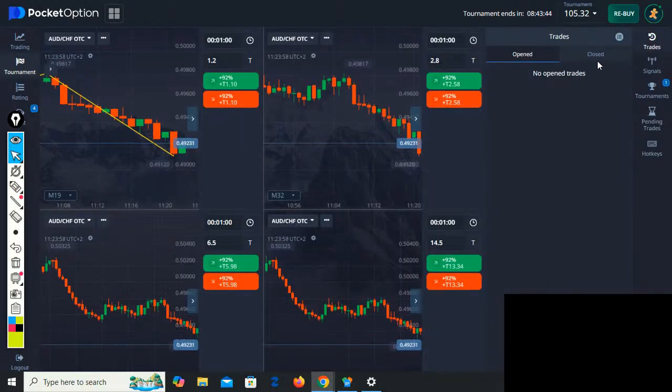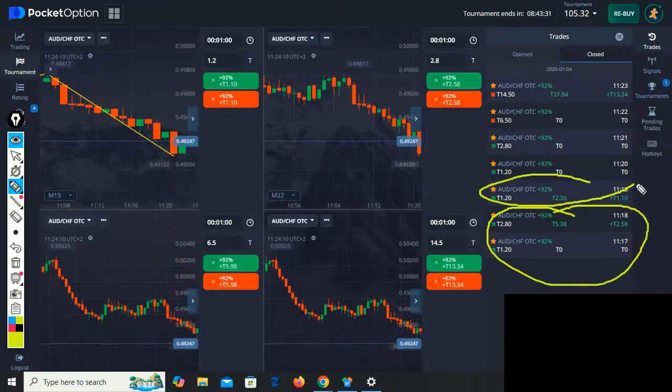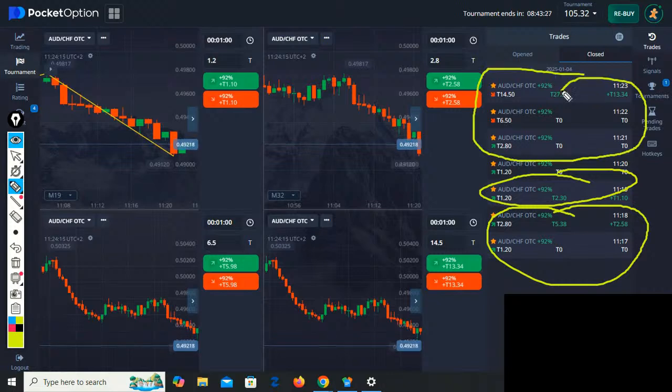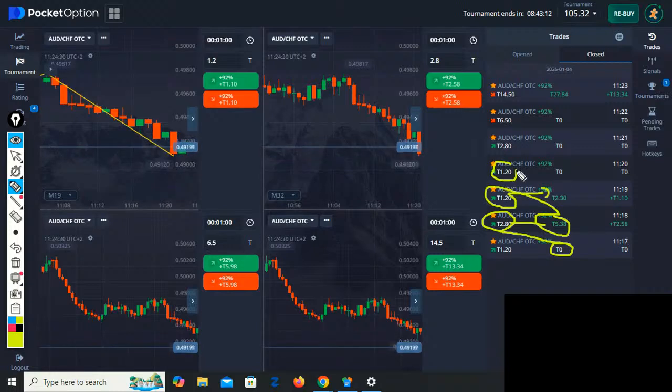Let's see how many cycles we have made. So this is the first cycle, second cycle, third cycle. Okay, so we lost the first, we doubled up, the second, we win. So the cycle is ended. We go back to trading the initial amount, it's a win.